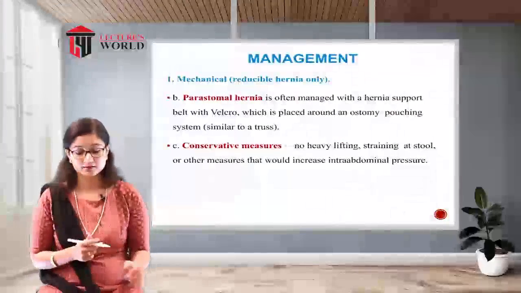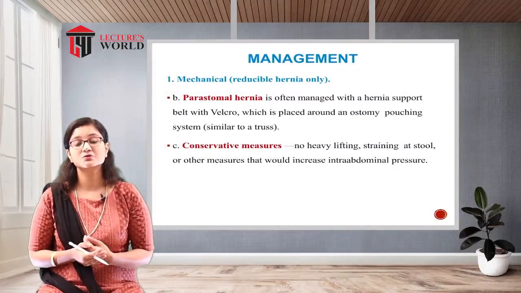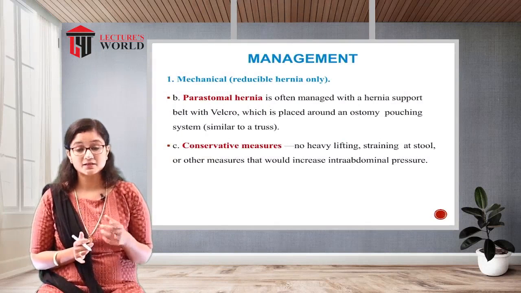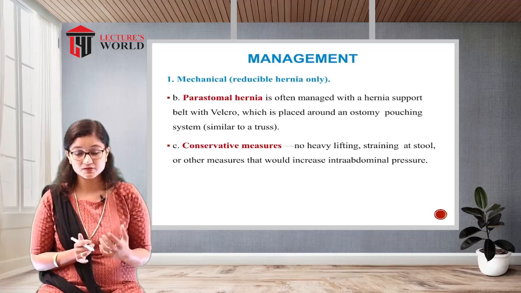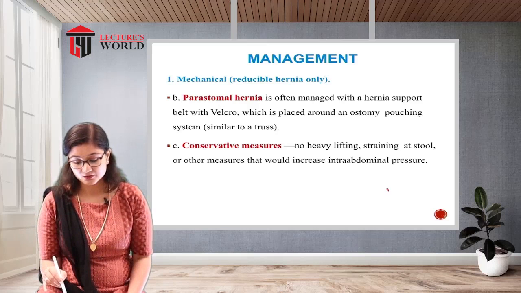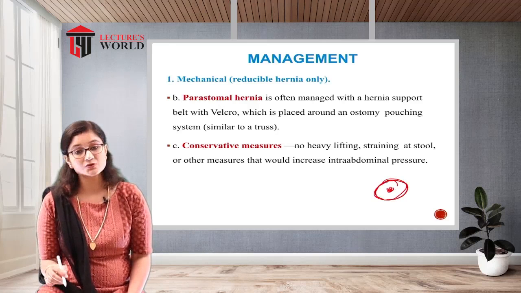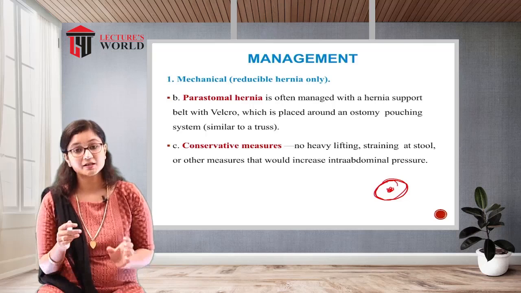The second mechanical method is for a parastomal hernia. In a parastomal hernia, as we know, there is a stoma, that is a colostomy, which is there, and we have seen that this parastomal hernia can happen around the stoma.